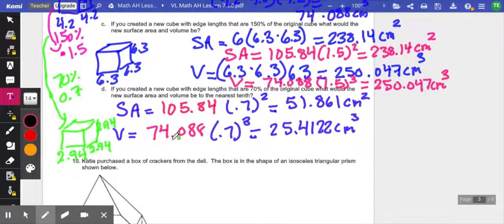My volume, I took my original volume and I multiplied by 0.7 cubed again. We have to cube it when we're doing the volume ratio. I get 25.4122, or I shrunk it down by my sides and I multiplied 2.94 times 2.94 times 2.94. Either way will get you there. All right, number 10.